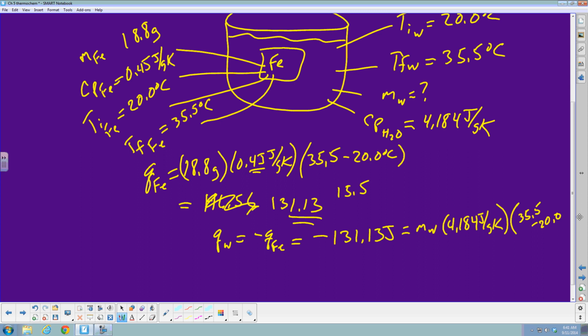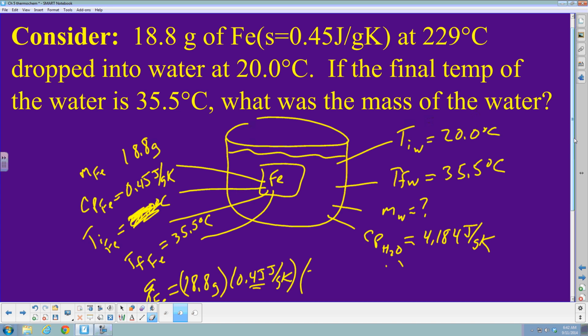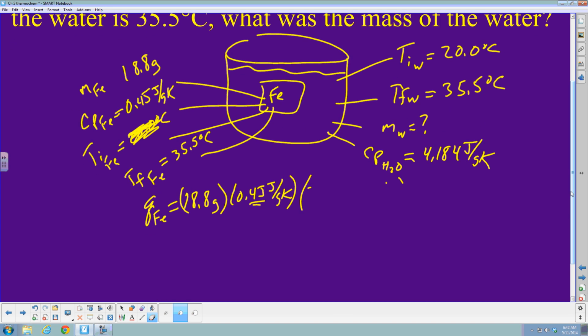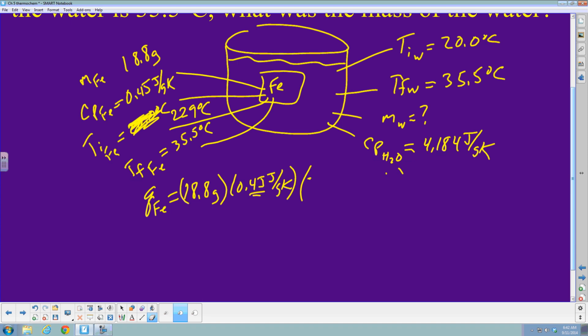Ay, caramba! We made a big mistake. Yoink, what was my mistake? Right there. Sorry, folks. Here we go. My T initial for iron was not 20 degrees. It was 229 degrees. Ach du Lieber. 229 degrees Celsius. 229 degrees Celsius? Yes, 229 degrees Celsius. So that means my delta T is 35.5 degrees Celsius minus 229 degrees Celsius.